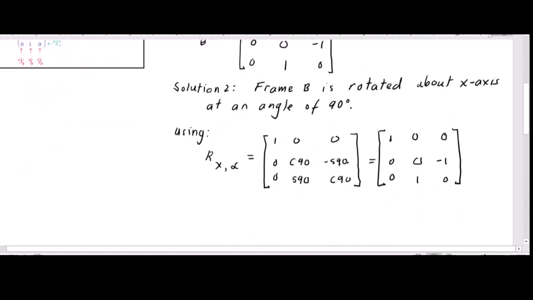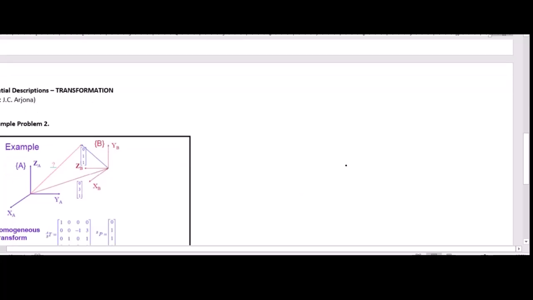Let's proceed with example 2. Another example. The question here is to find the final position, and we will prove this answer. This is the solution. So what will be the solution for this? I'm going to show the solution.